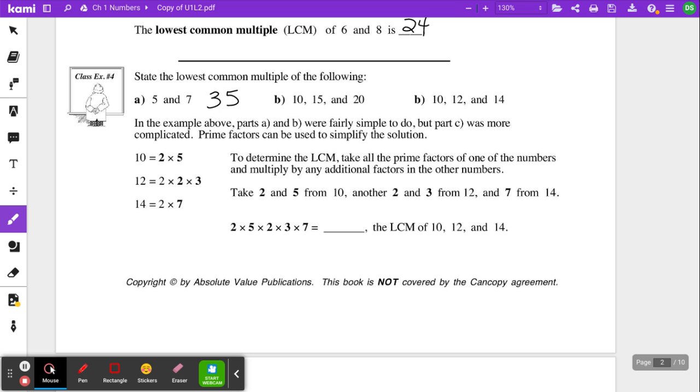Okay, how about 10, 15, 20? Think of all the 10s: 10, 20, 30, 40. Think of all the 15s: 15, 30, 45, right? Think about going around a clock. That's how I do 15: 15, 30, 45, 60. Okay, and then look at 20. Think of multiples of 20: 20, 40, 60, 80. What's the first one they all have in common? 60. Yeah.